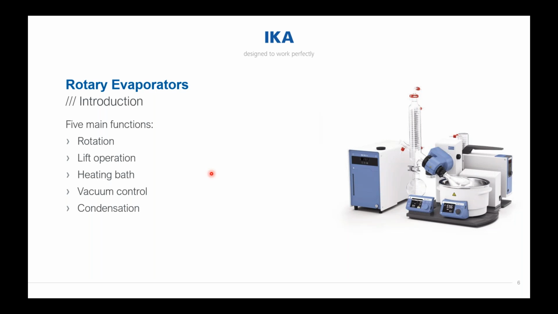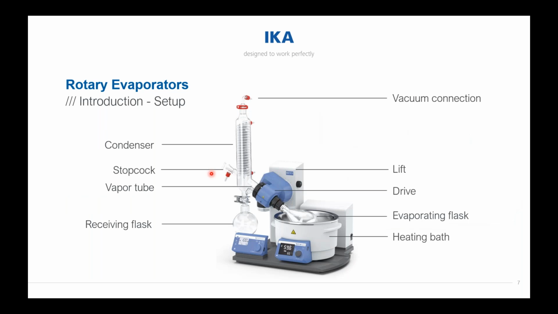So this was just a quick introduction. Now I just want to clarify the setup, so that you know what I'm talking about if I talk about the different parts of the rotary evaporator. So we have always the condenser. We have here a stopcock, which you can also use to refill. I will also show this to you later. We have a vapor tube, which is also very important. It connects the evaporating flask with the condenser. Here we have the receiving flask where the liquid is received after the evaporating process, the heating bath, the evaporating flask, and of course here we have a drive which is able to rotate the evaporating flask. Just so that you know all the names of what I'm talking about in the next slides.